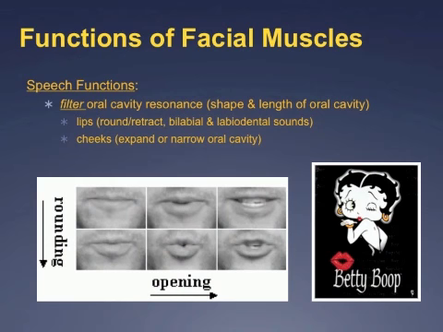It may help to know why you are learning about the details of these muscles as you go. The muscles of the face, especially the lips and cheeks, are part of the articulation and resonance systems of speech production. Try this. Say ooh and really exaggerate the movement.